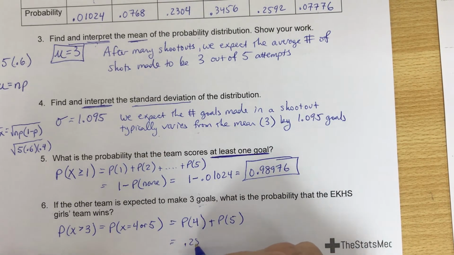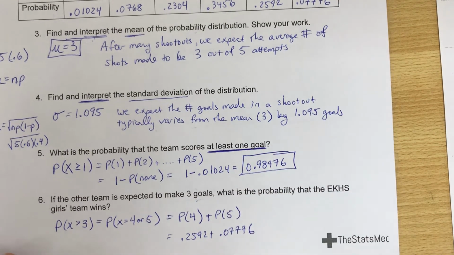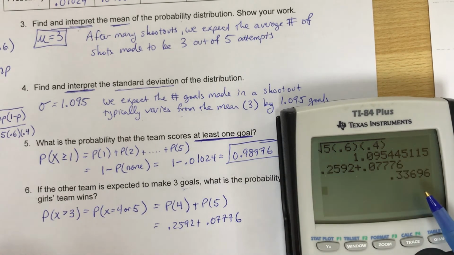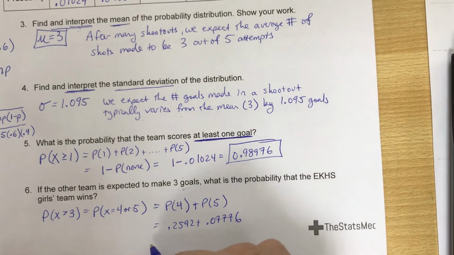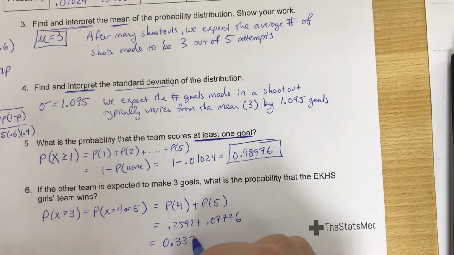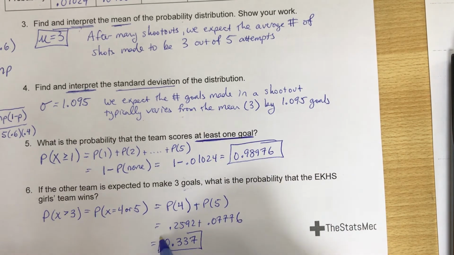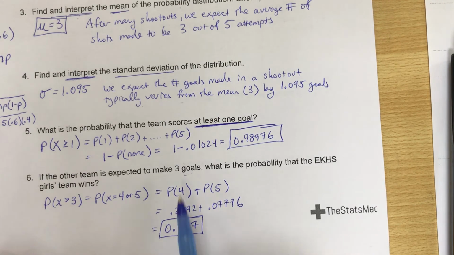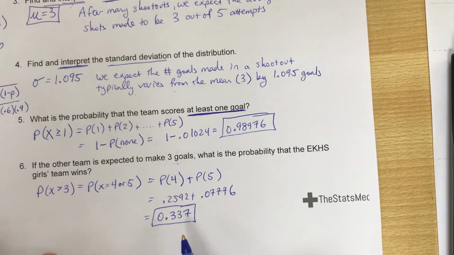So that was 0.2592 plus 0.07776. And if we add those, there we go, 0.33696 or 0.337. Now that is the probability that the girls team beats their opponent if their opponent makes 3 goals, okay?